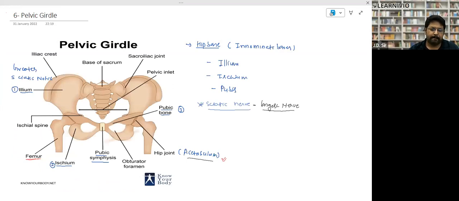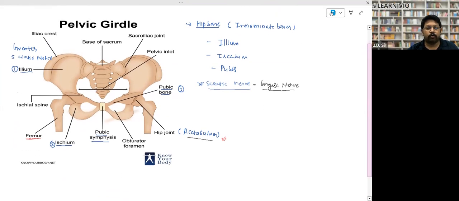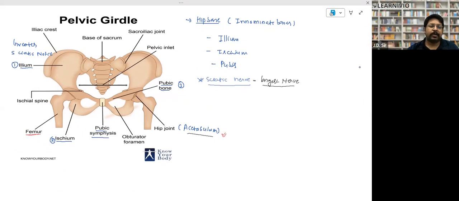Pelvic girdle. The pelvic girdle or pelvis, right? This bone is known as the ilium. Actually, the hip bone is known as the innominate bone, right? So innominate bone, hip bone means innominate bone. The innominate bone or hip bone is made up of three bones: ilium, ischium, and pubis, right?